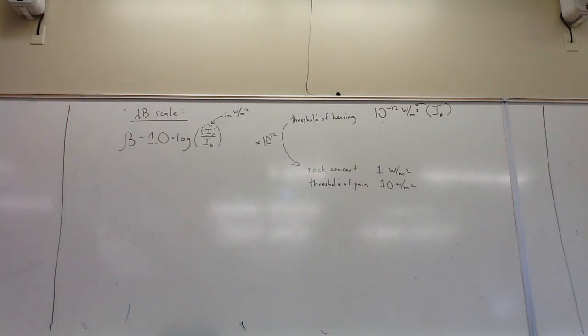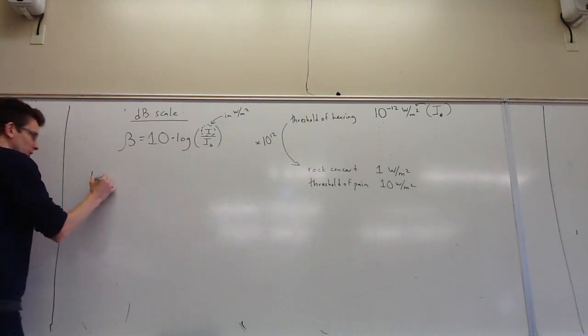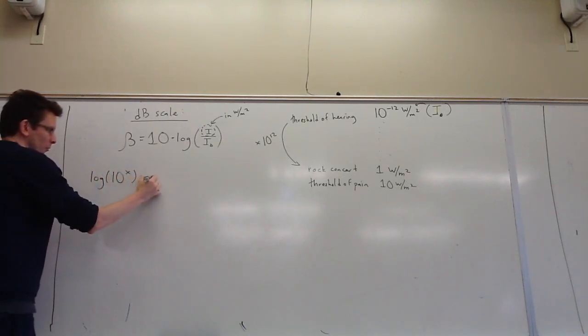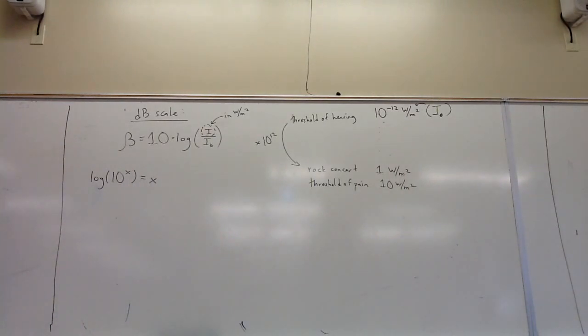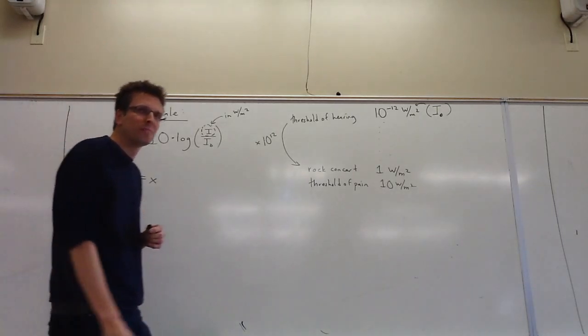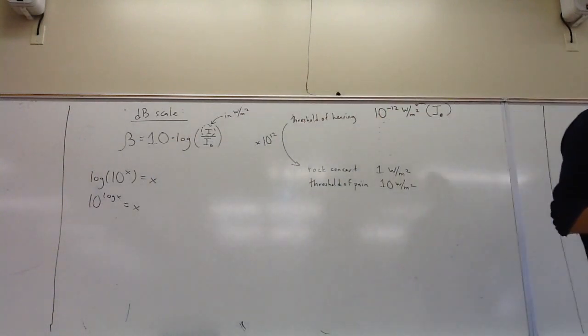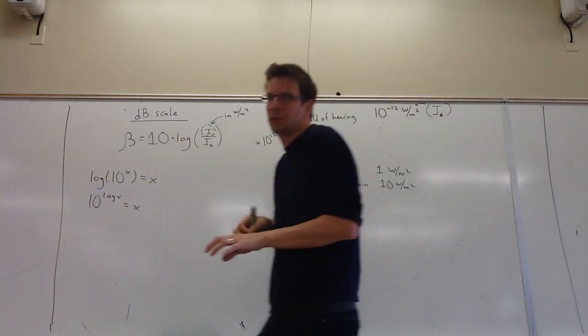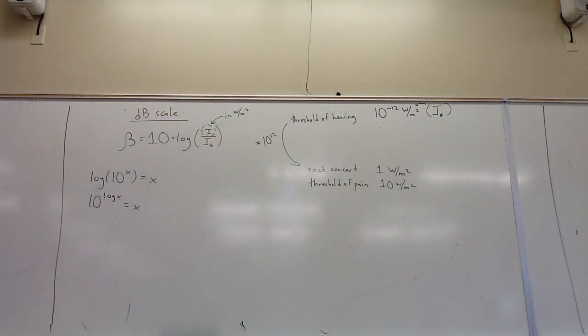Now log, you guys hopefully have seen in math class, log base 10, yes? So log is a special function, which is the inverse function of 10 to the. So log of 10 to the x is x, or vice versa, 10 to the log of x is x. They kill each other, right? It's like a tan and an inverse tan, right? They basically are designed to take the other one away. It only works with 10, right? You can't say log of 5 to the x is x. It's a special function that works with 10.